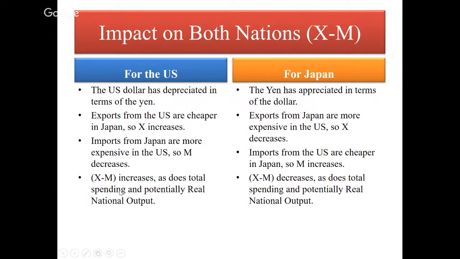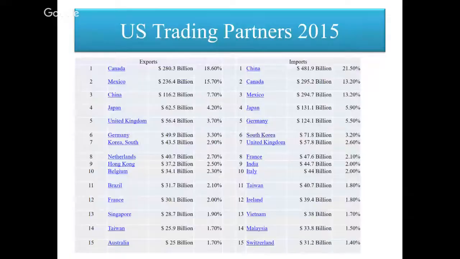Now, for Japan, it's the exact opposite. Exports from Japan are more expensive in the United States, so they export less. Imports from the U.S. going into Japan are cheaper, so for Japan, their imports are increasing, which means this difference is becoming more negative, less positive. There's no change in domestic spending in Japan. Consumer, gross private investment, and government spending are the same as they were. But since net export spending is decreasing, the total for gross domestic product for Japan is also decreasing. Japan's GDP is decreasing. Total spending is also decreasing as well.